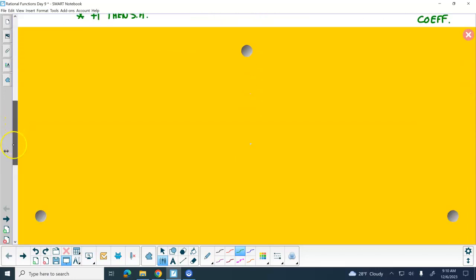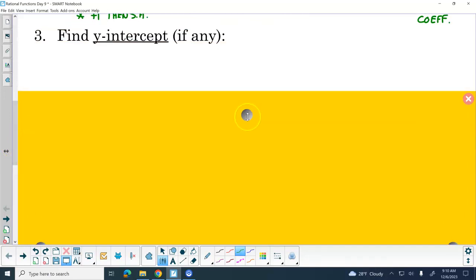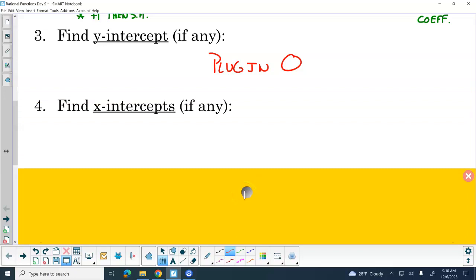Okay. Step number 3. How do I find the y-intercept? We just plug in 0. Okay. Somebody other than Ray? Step number 4. X-intercept. How do I go about finding the x-intercept? That's numerator equal to 0.